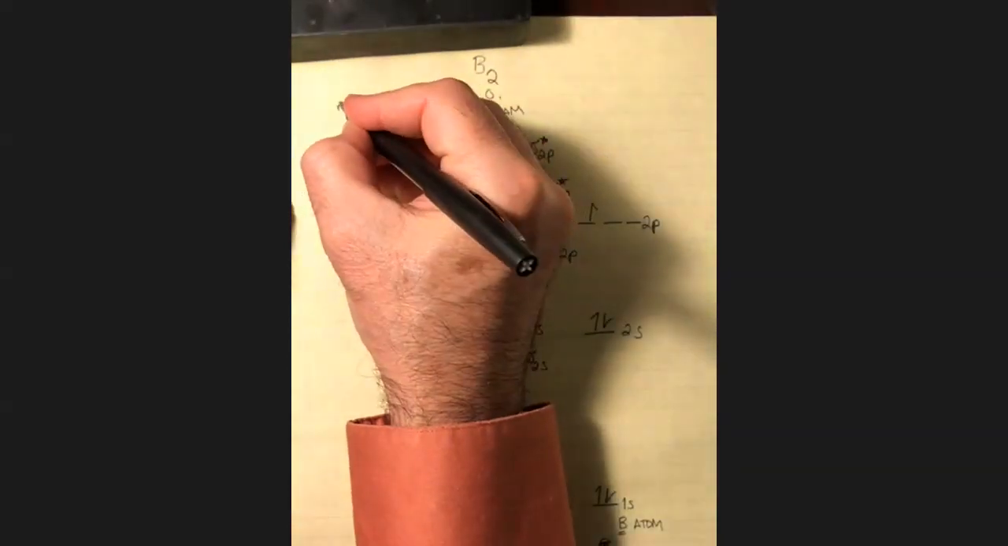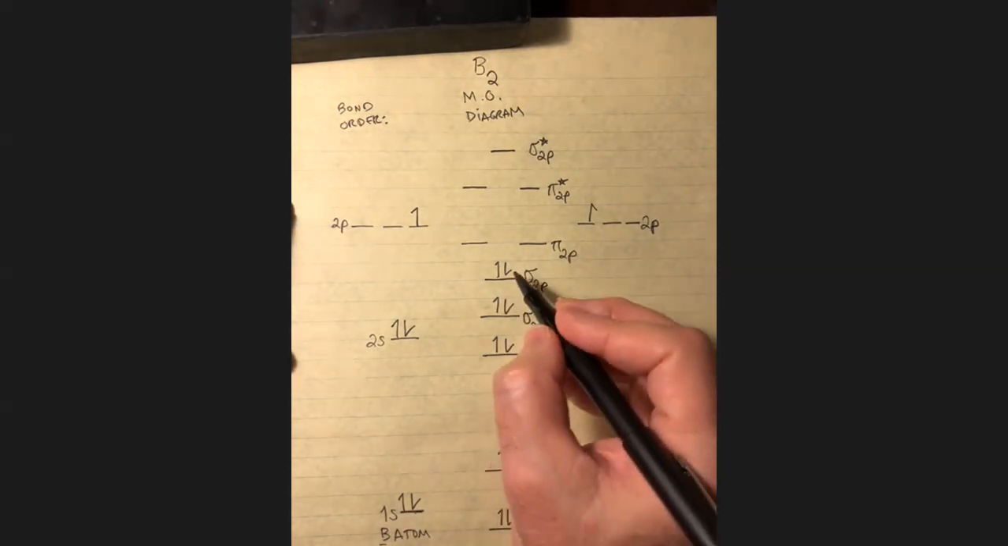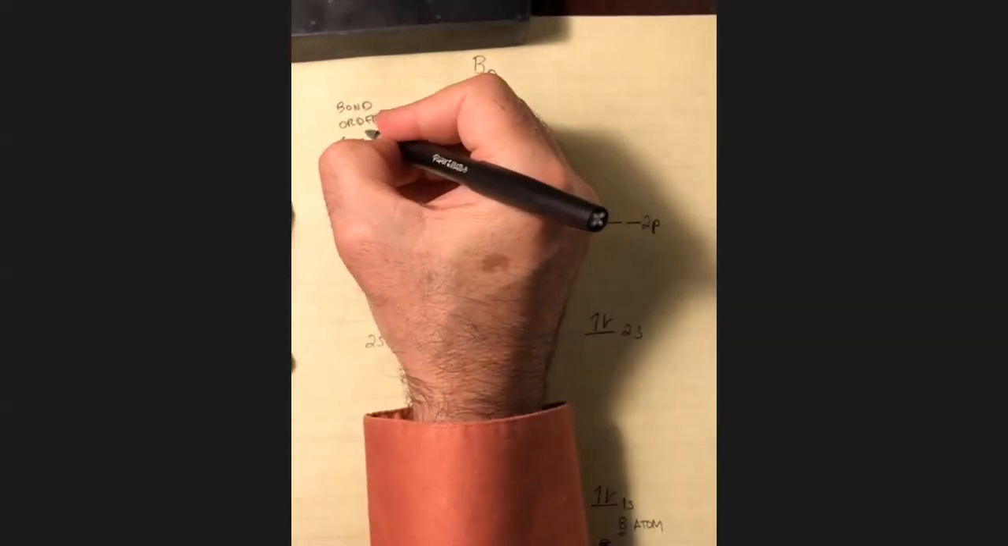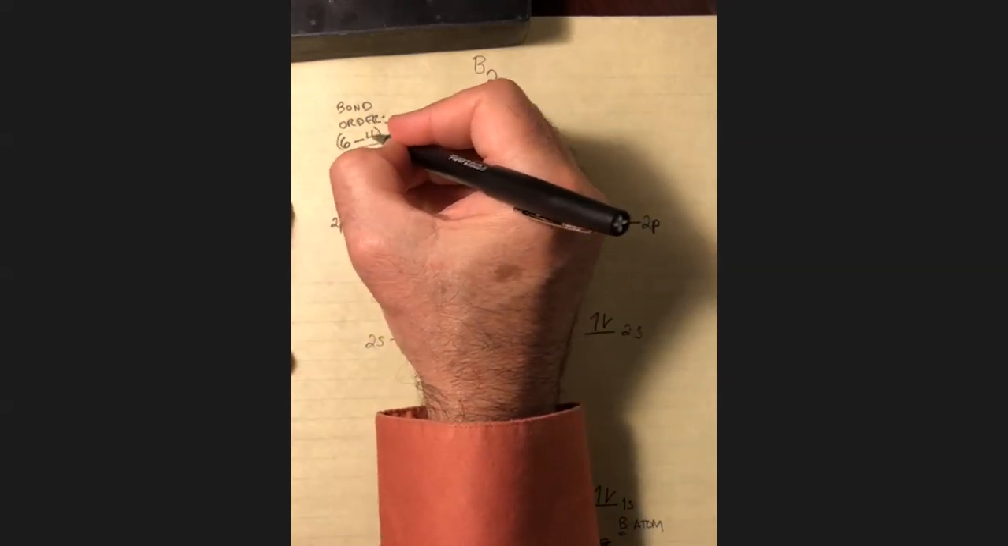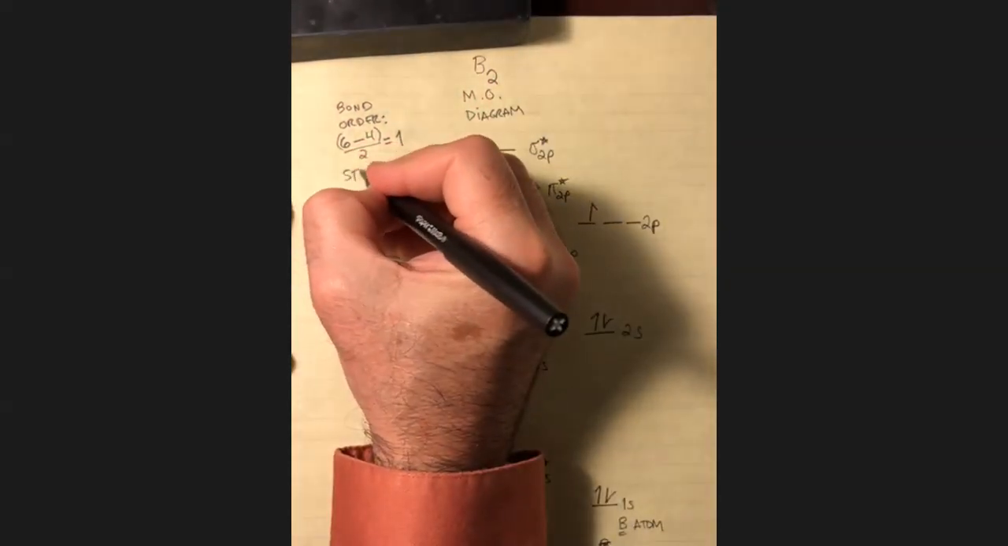Number 1, let's calculate the bond order. Number of electrons in the bonding orbitals, 2, 4, 6, minus electrons in the anti-bonding orbitals, 2, 4, divided by 2, and that equals 6 minus 4 is 2, divided by 2 equals 1. In other words, according to this model, there could be a diatomic molecule of boron, and it would be stable.